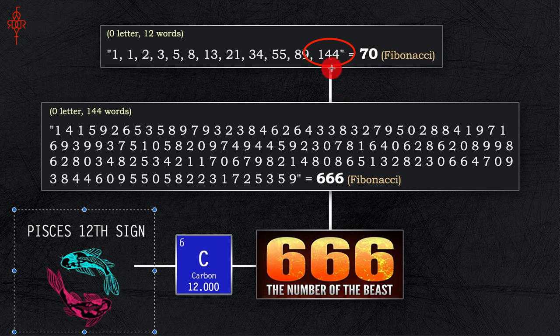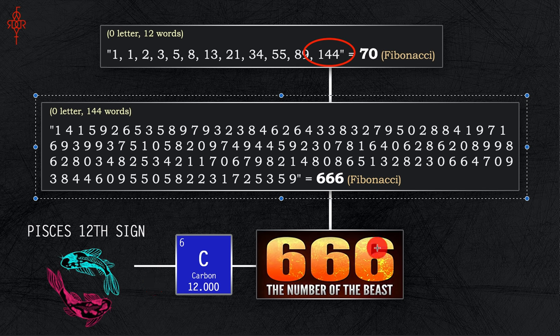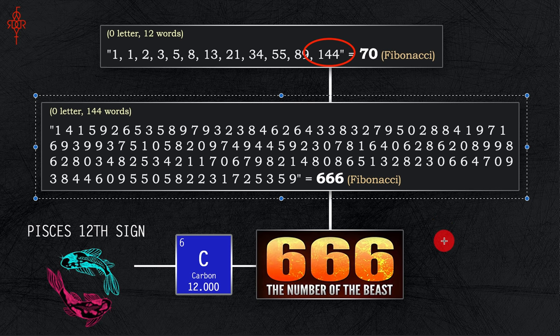This is where the number 144,000, the chosen ones, comes from. You're all chosen, because you're here in this game. When we go 144 digits into the string of pi, it gives us a number that, when we add it up, is 666.